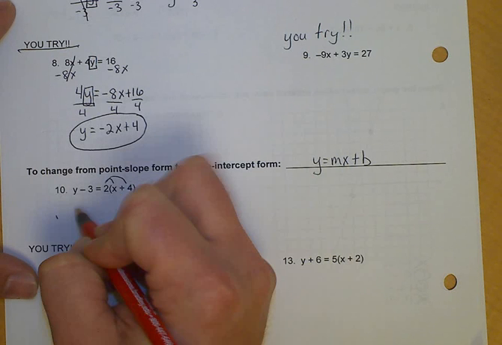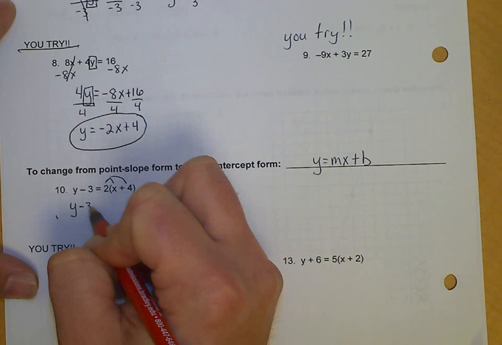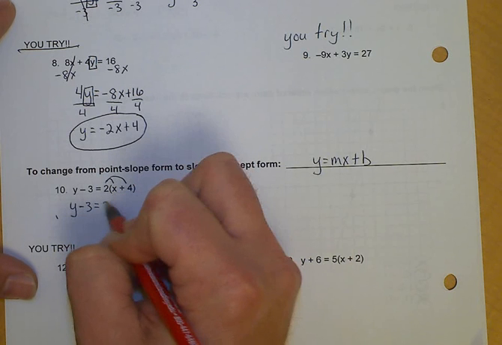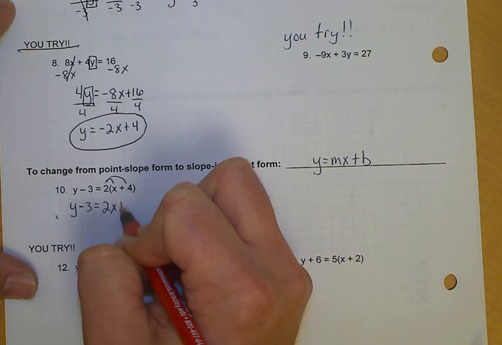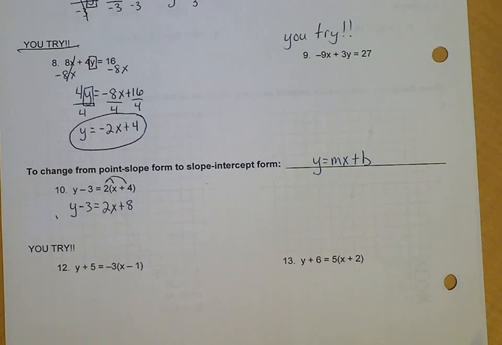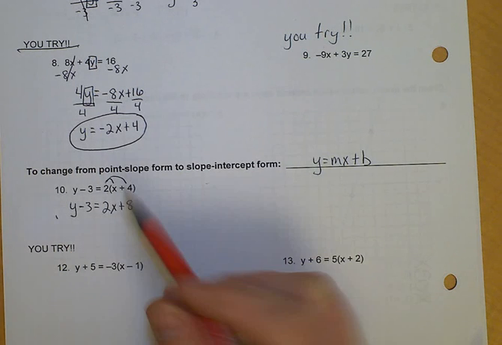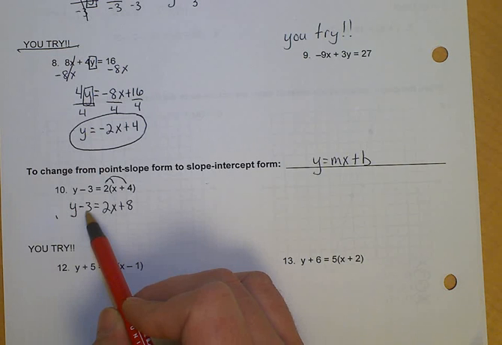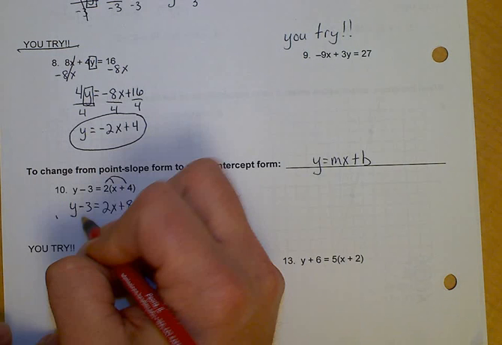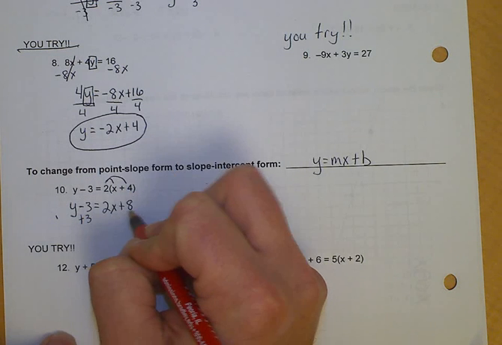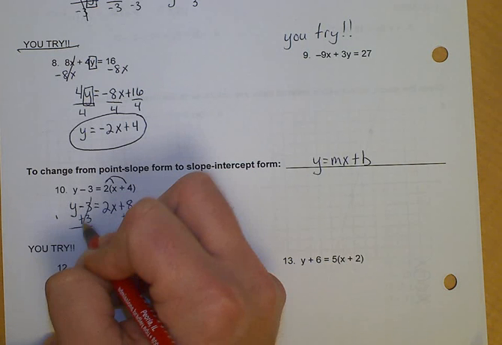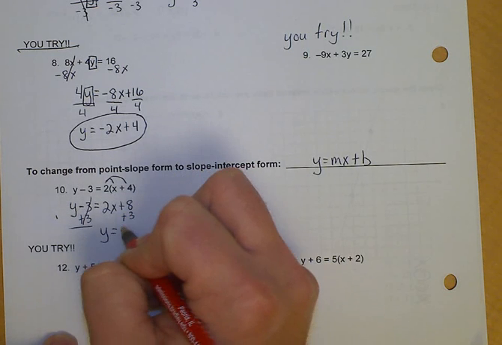So I'm going to leave y minus 3, and I'm going to distribute this. 2 times x is 2x. 2 times 4 is 8. And now how am I going to get this y by itself? What do I need to do? Well, that's minus 3. How do I undo subtraction? I add 3, and that's got to go with its like term over on this side. So those cancel, and I get y equals 2x plus 11.